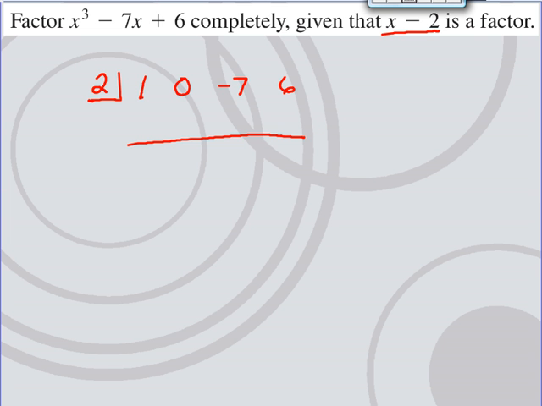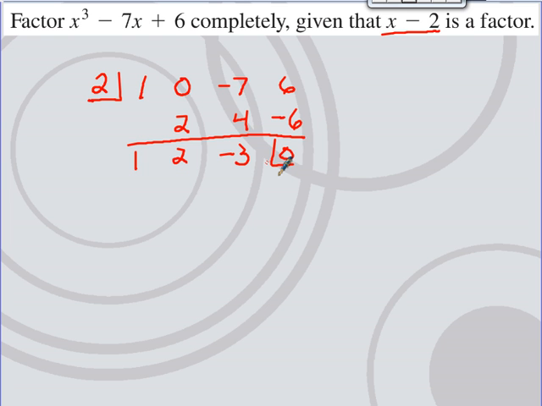Okay, let's go through and actually divide this now. Bring down the 1, and then you start multiplying by what's in the box. 2 times 1 is 2. Add these together, multiply by what's in the box. Add these together, multiply by what's in the box. Add those together.